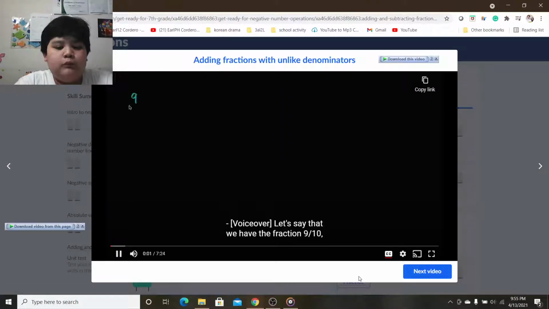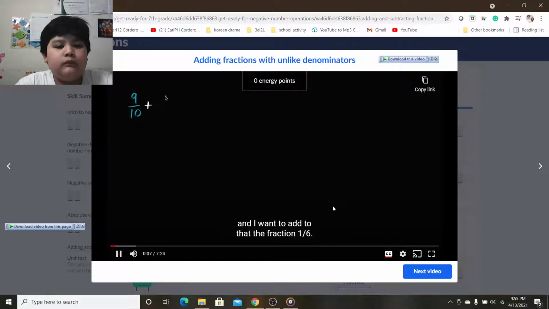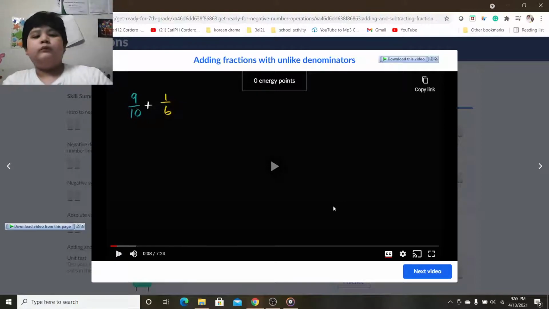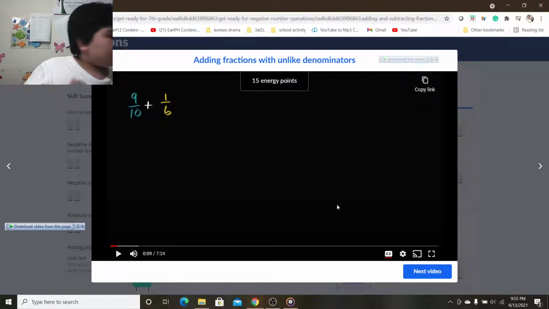Let's say that we have the fraction 9/10, and I want to add to that the fraction 1/6. I can do that. Well, I should get a pencil instead of a pen. Just kidding. Messy.